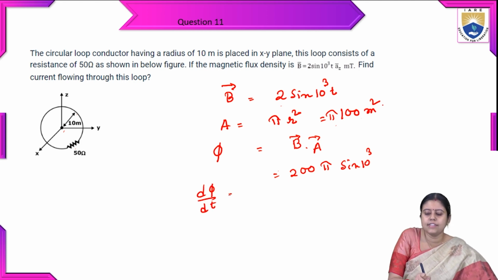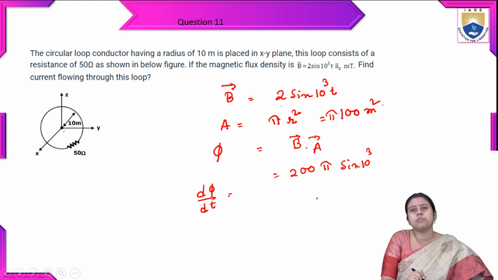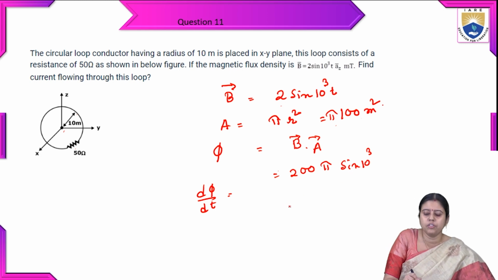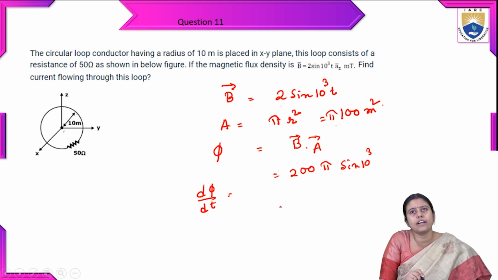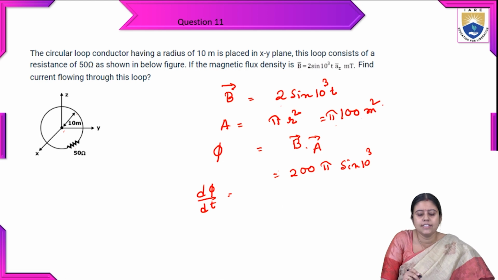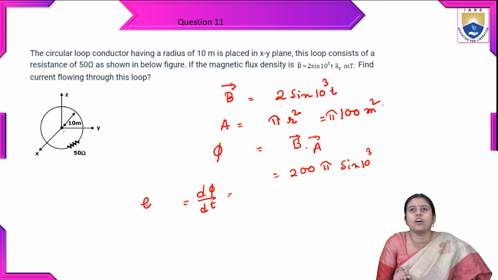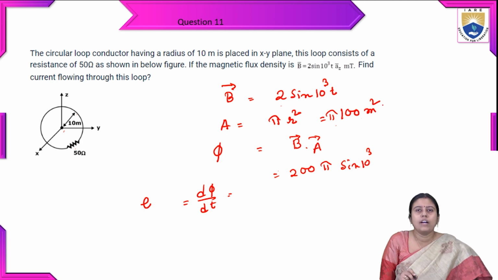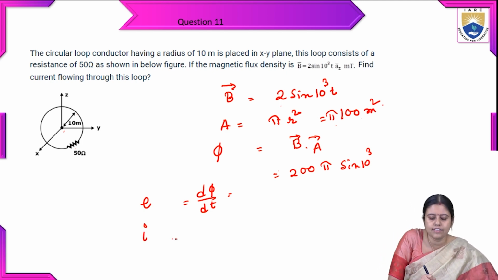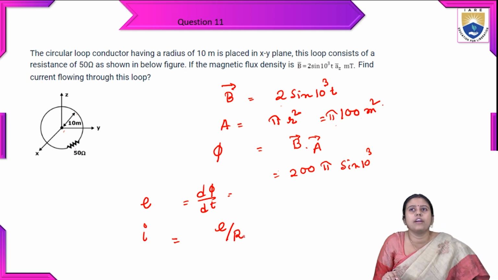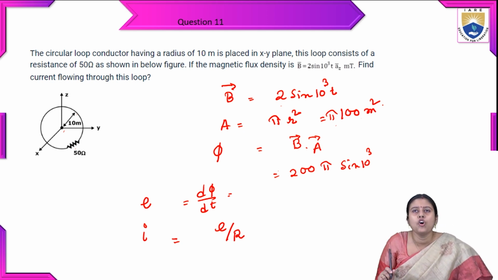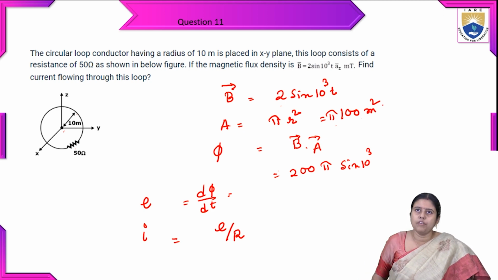D phi by dt is nothing but the rate of change of flux. So how much will we get? If you solve it, we can get the d phi by dt. And what is the d phi by dt? D phi by dt is equal to the induced EMF E. So if we get the value of induced EMF E, what is the value of the current? Current is equal to E by R. So if we calculate the value of E by R, we can calculate the value of the current.